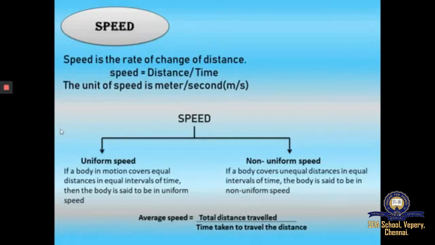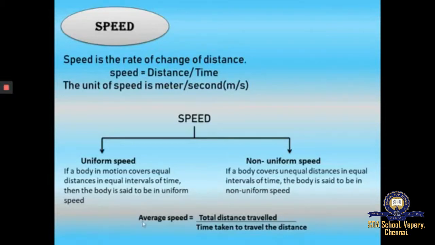Under uniform speed, if a body in motion covers equal distance in equal intervals of time, then the body is said to be in uniform speed. So what is called non-uniform speed? If a body covers unequal distance in equal intervals of time, the body is said to be in non-uniform speed.